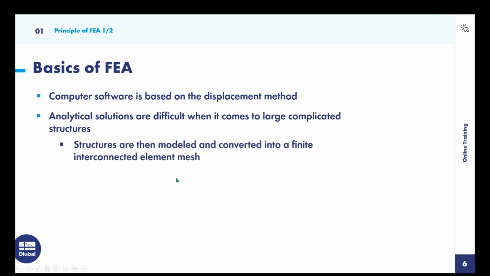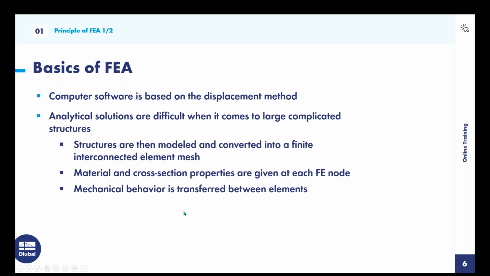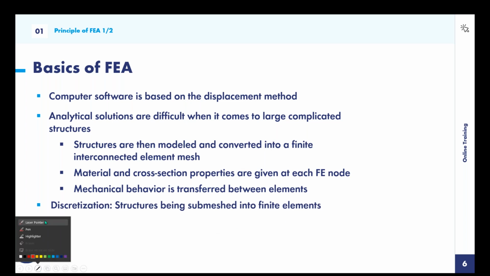With FEA software, structures are modeled and converted into a finite interconnected element mesh. Materials and cross-section properties are given at each of these FE nodes, or finite element nodes, and mechanical behavior is then transferred between these elements. Taking a structure and then subdividing it into finite elements is called discretization. I believe this is an important vocabulary term to know when it comes to FEA software.